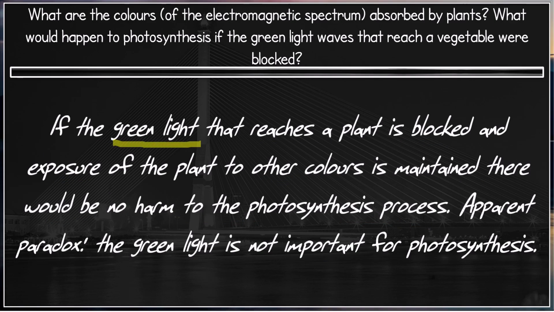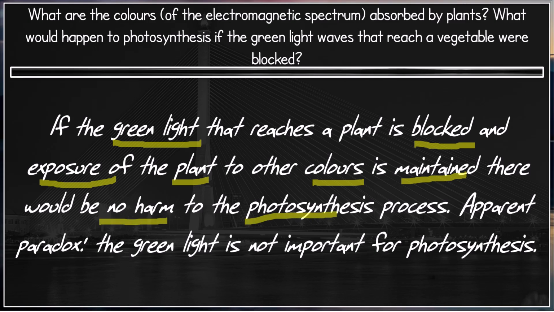If the green light that reaches the plant is blocked and the exposure of the plant to other colors is maintained, there would be no harm to the photosynthesis process. Apparent paradox: green light is not important for photosynthesis.